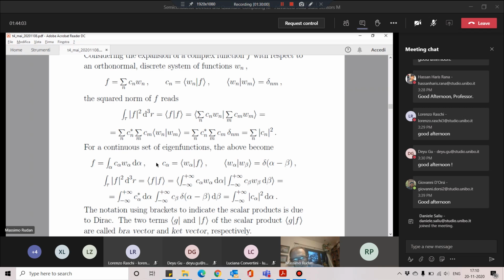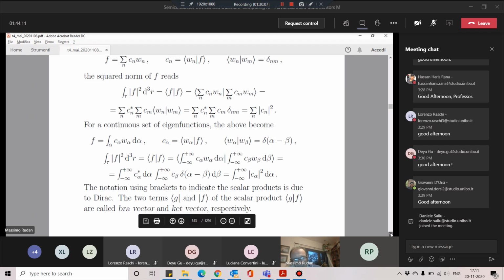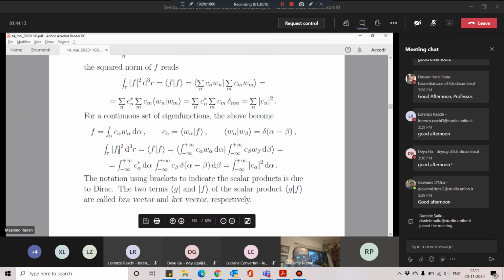So in the second line, we start as before calculating the square norm of f. We write it as the scalar product of f by itself, and we just perform the analysis. In this case, instead of the sums, we consider integrals, and in order not to mix the symbols, one integral will be over some parameter alpha, and the other one with the parameter beta.